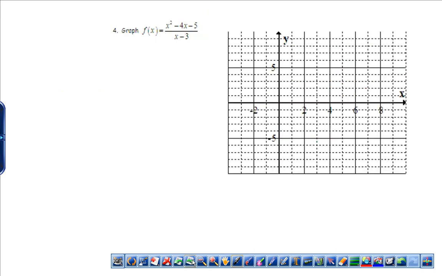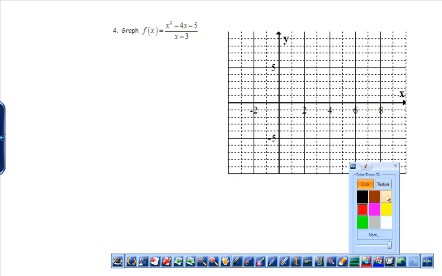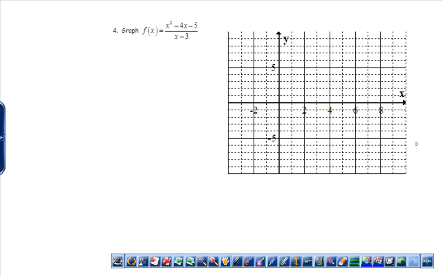Okay, let's try another one. So, following the Frady, the first thing it says to do is to factor. So I'm going to take this and factor first. So this would be x minus 5, x plus 1, over x minus 3. Nothing cancels, so I'm going to move on.